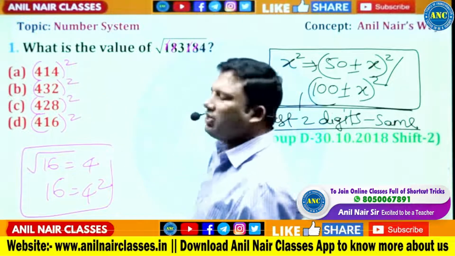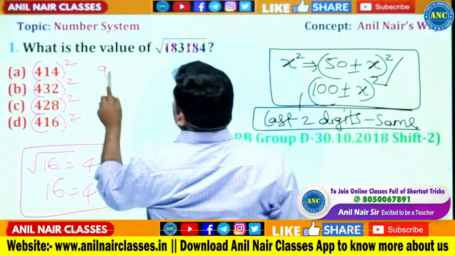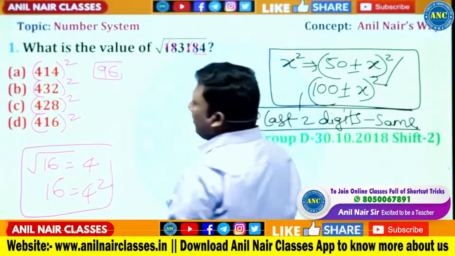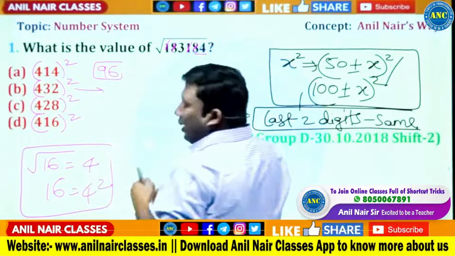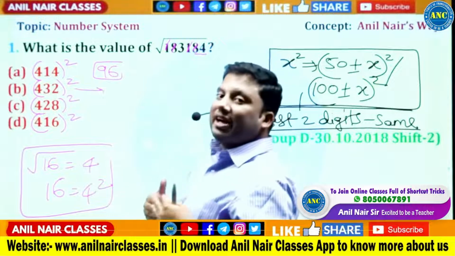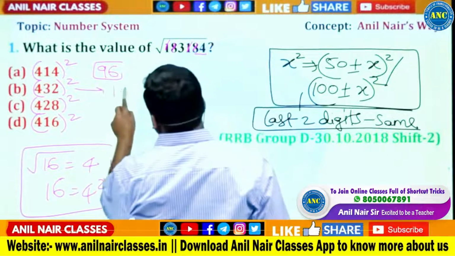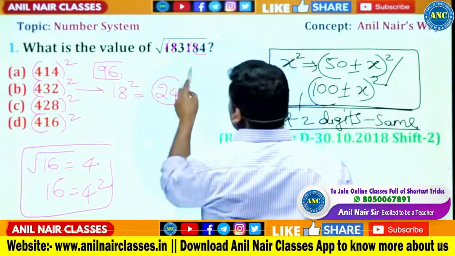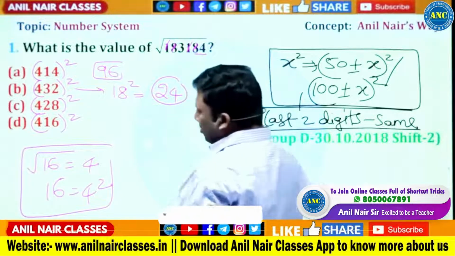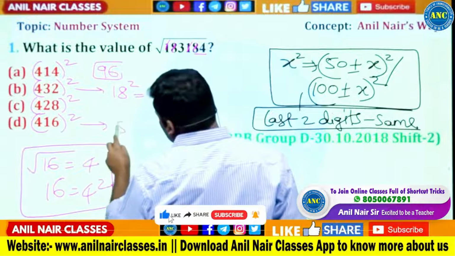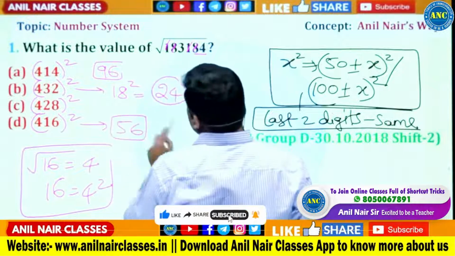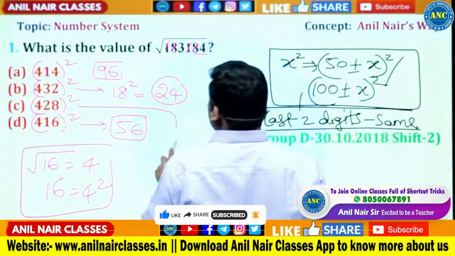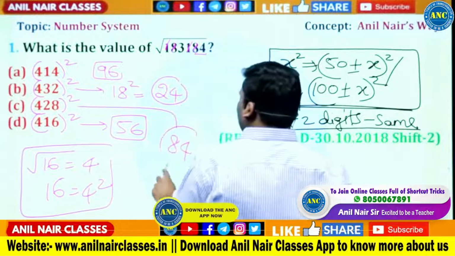What is 14 square? 196. What are the last two digits? 84. Not possible. 32 square. 32 is how much less than 50? 18 less than 50. 18 square is 324. What are the last two digits? 84. Not possible. 16 square is 256. The last two digits are not 84, so it is not possible. 28 square is 784.